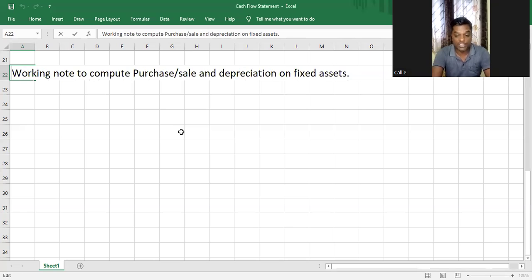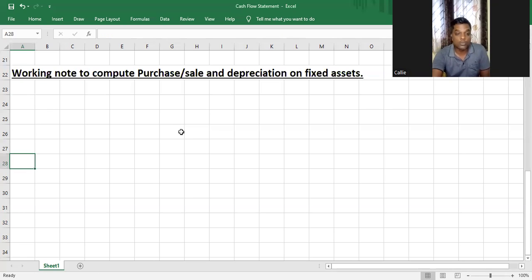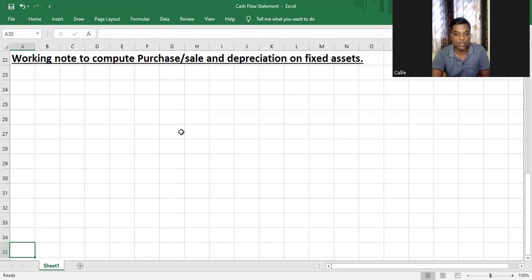Basically, all the information that is required with respect to fixed assets for preparing the cash flow statement. What working notes to prepare to get that information is what we'll be learning. As I told you earlier, we are preparing this working note based on the information given in the question and the information that is required to prepare the cash flow statement for the 6 mark question.